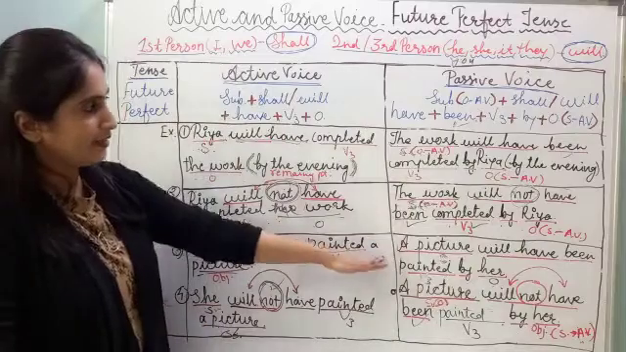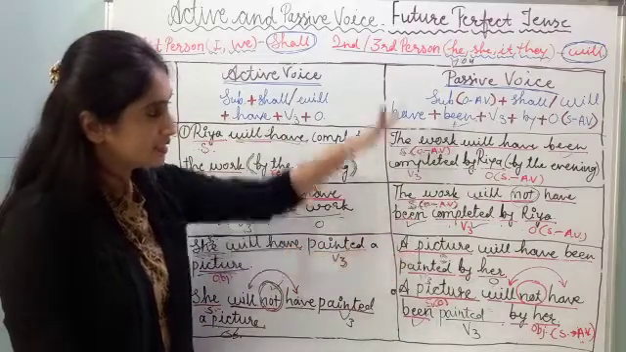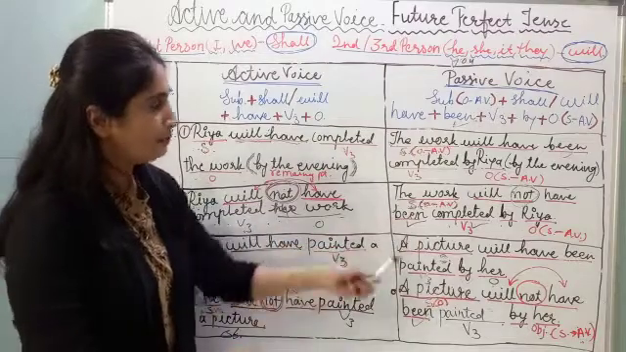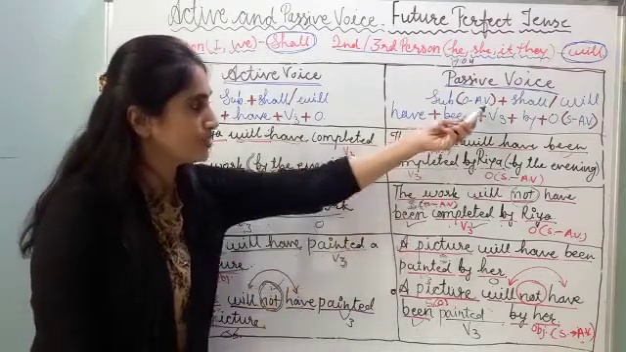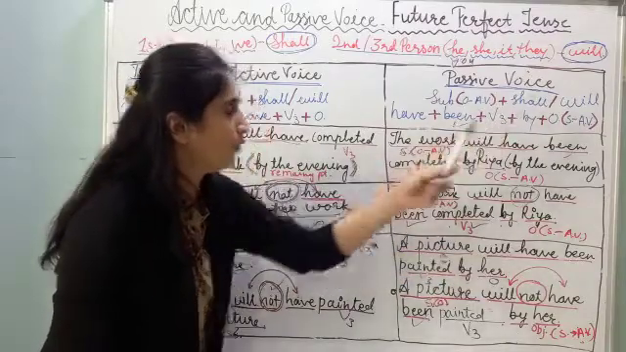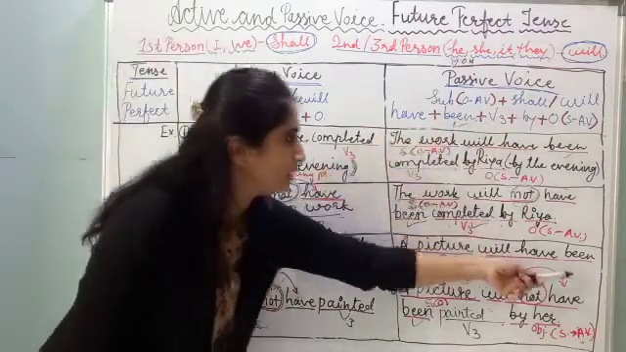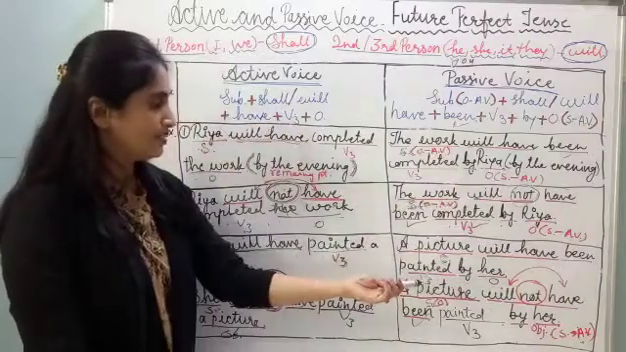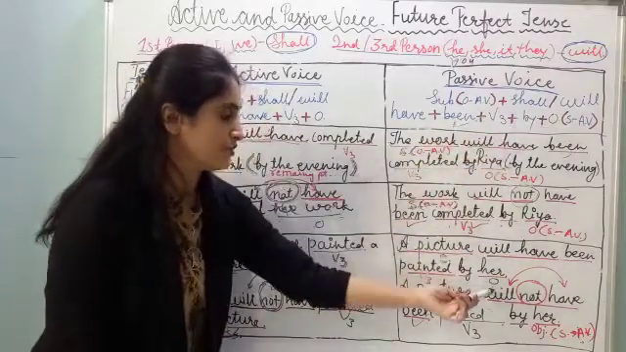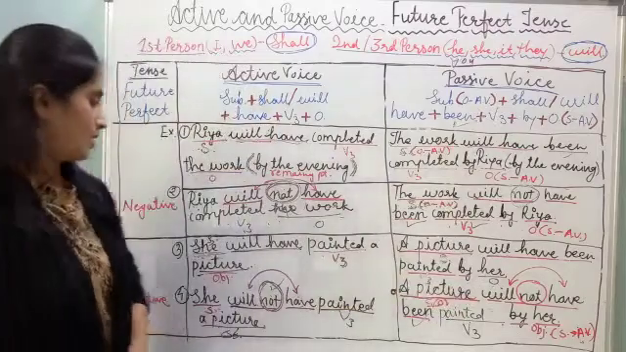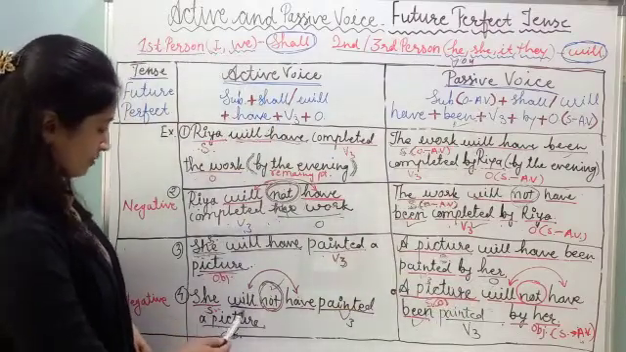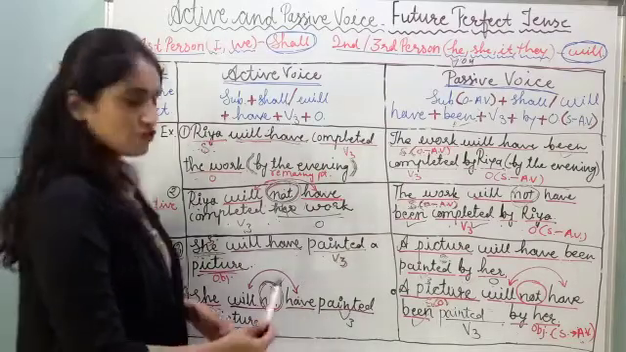You can see clearly here the sentence is fully according to the given structure. See, a picture, subject, that is the object in active voice. Then will have. Then what? Been. Then V3. Painted is V3. Then by. And then finally object her. Now this is the negative sentence. Let us see. Negative sentence. She will not have painted a picture.